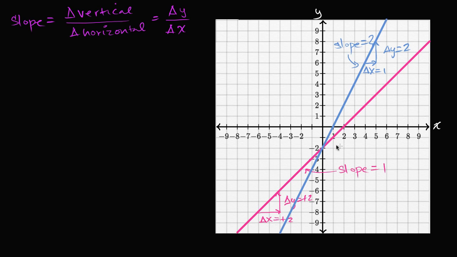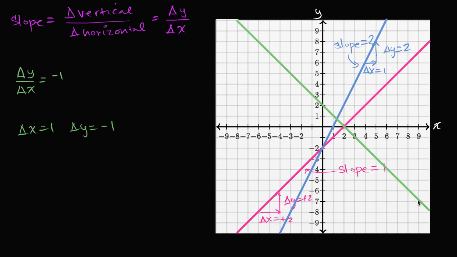Now what would a negative slope be? So let's just think about what a line with a negative slope would mean. Well, we could take an example. If our change in y over change in x was equal to negative 1, that means that if we have a change in x of 1, then in order to get negative 1 here, our change in y would have to be equal to negative 1. So a line with a negative slope, a negative 1 slope, would look like this.